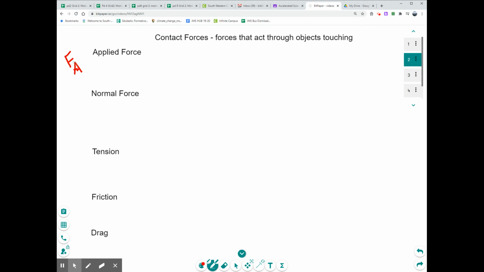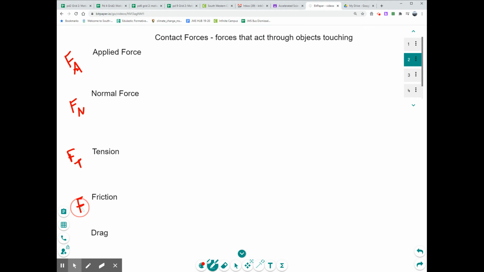When we write them, we're going to write big F for force, and then a little letter underneath, the subscript letter, either capital or lowercase, depending on what we're dealing with. That's going to tell you what type of force it is. Normal force is the same thing. It's force, and what kind of force? It's the normal force. Tension. It's a force. What kind of force? T.